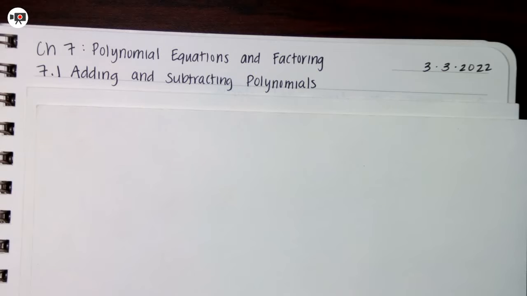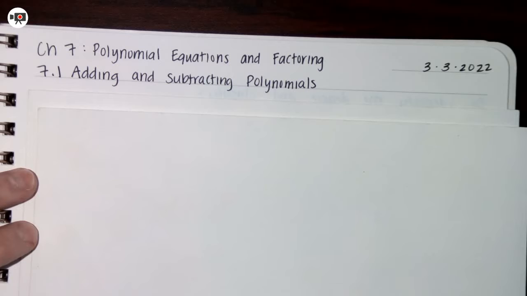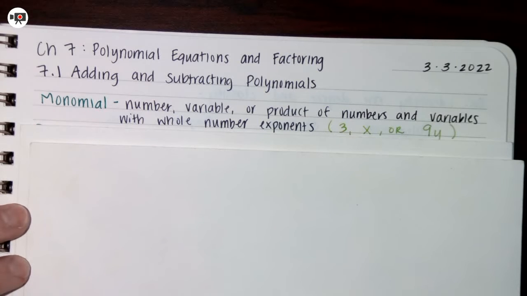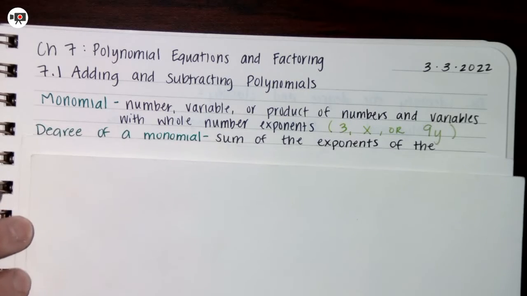This is Chapter 7, Polynomial Equations and Factoring. 7.1 is adding and subtracting polynomials. So we have something called a monomial, which is a number, variable, or product of numbers and variables with whole number exponents. That could be 3, x, or 9y.